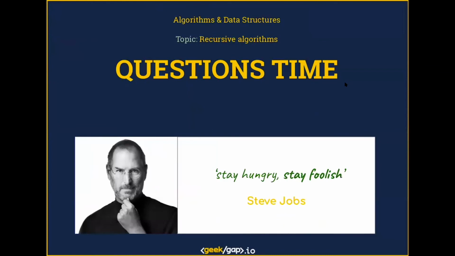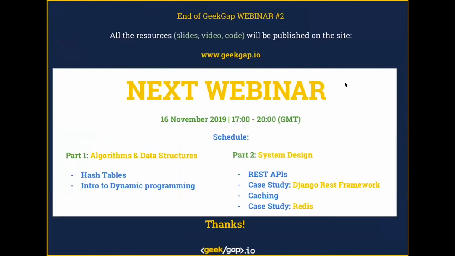No. Great. So we have reached the end of this webinar. Hopefully you learned something new. It wasn't too fast paced. Hopefully it was worth your time. And the next webinar will be again on algorithm and data structures. We're going to cover hash tables. We're going to have an introduction to dynamic programming. And the second part will be on system design. We're going to see REST APIs, a case study on Django REST framework, and we're going to also look at caching with a case study on Redis.